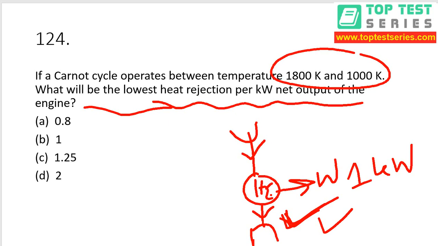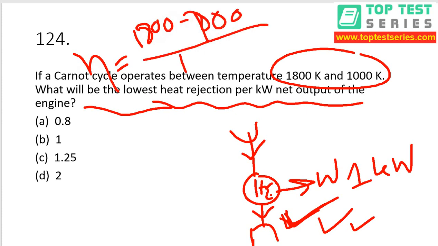Then we can easily find out the value of sink temperature, sink heat. Efficiency is how much? T1 minus T2 by T1. What is the meaning of T1? Higher temperature. So here the higher temperature is 1800 minus 1000 by 1800. What value are we getting? Let me find out. 800 by 1000, oh my god, it is 80%.